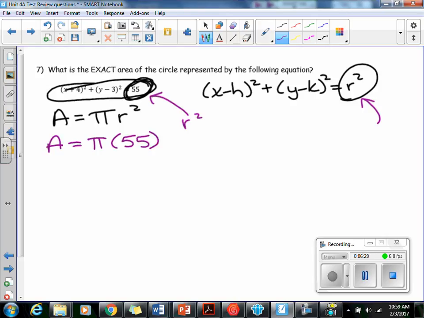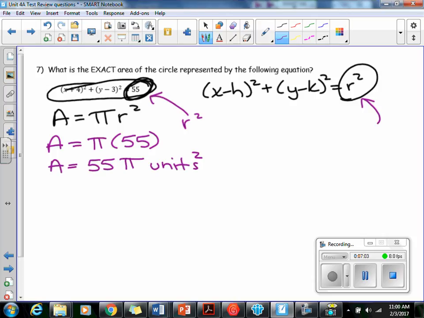So when they ask us for the exact area, exact means we have to leave it in terms of pi. So our area is 55 pi. And did they give us any units? No. So we say units squared, because area is always squared. And that's the answer. All you had to remember was that the equal sign tells you what your r squared is, and then plug the r squared into your area formula.